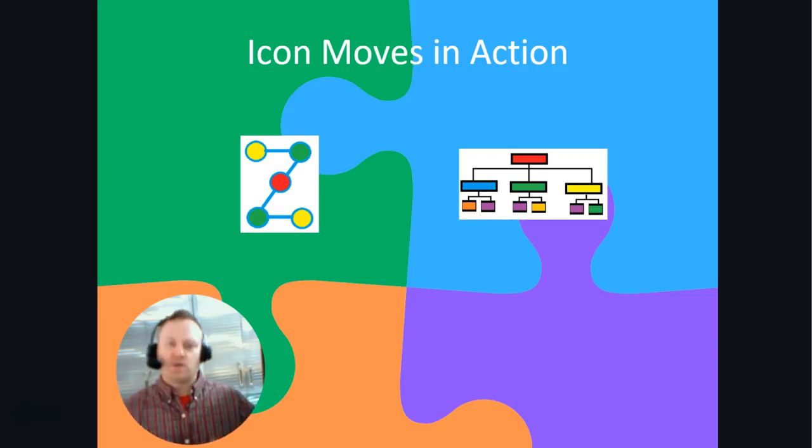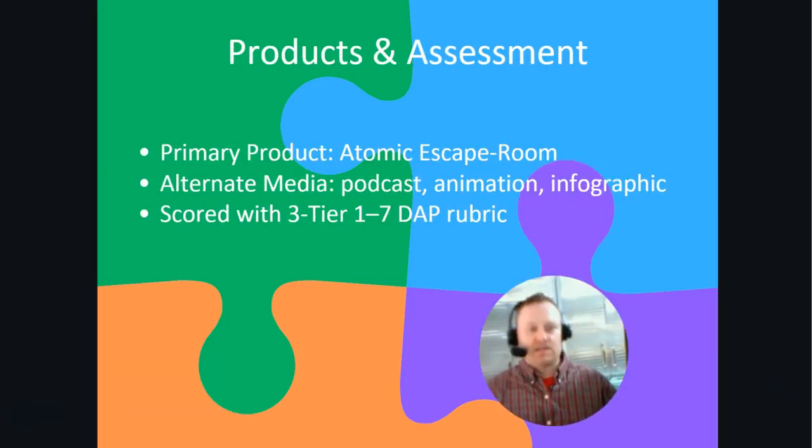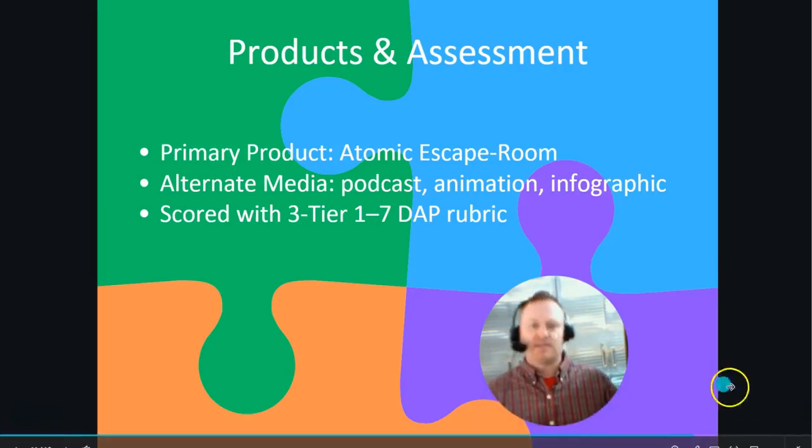Going with that, once we've worked through the patterns and identified some, now it's time to look at the deeper rules. Switching up the icons shows that we're actually doing a different intellectual process. Now, the primary goal in this case is for all learners to build that atomic escape room where they can show their knowledge of protons and neutrons and decay. However, there are alternative options.